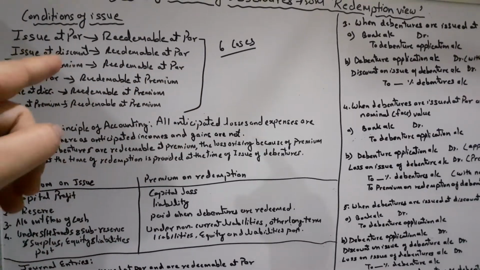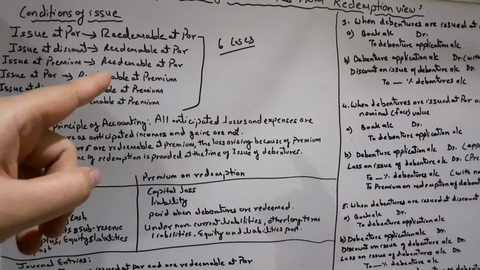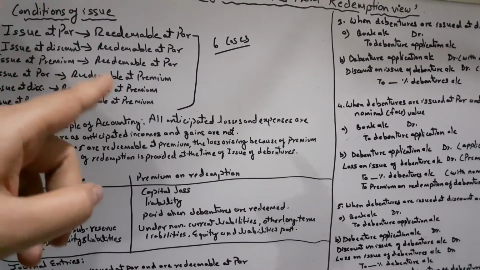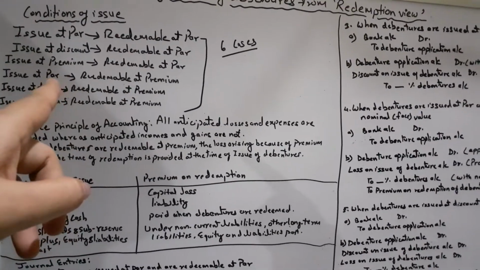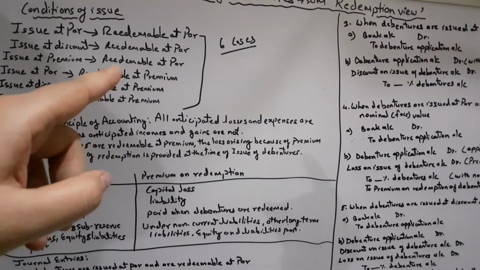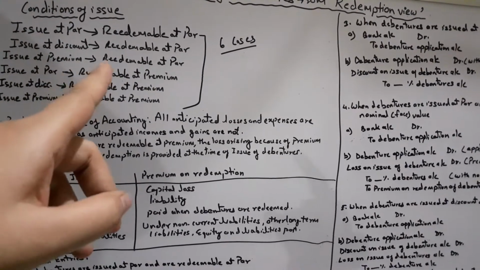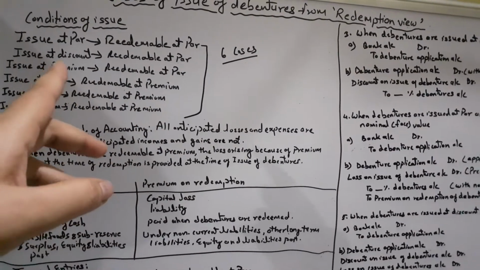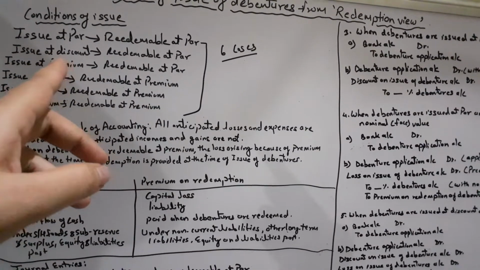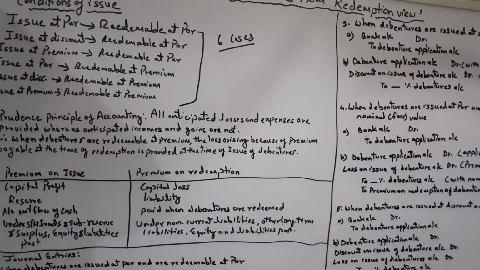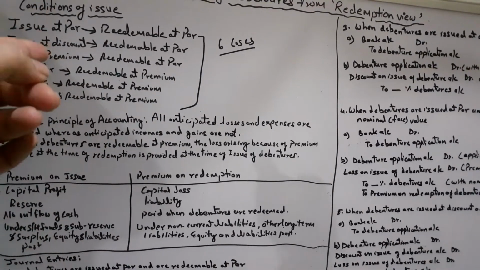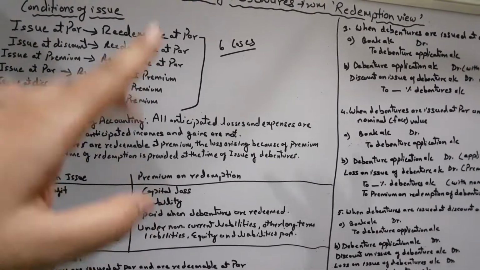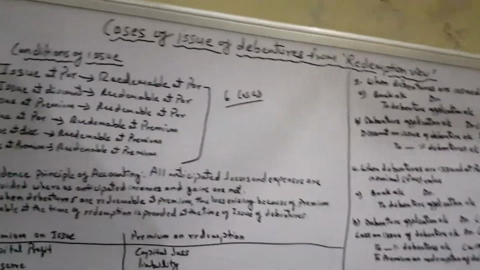Then issued at discount but redeemable at par, and issued at premium but redeemable at par. Say it has been issued at 110 but is being redeemed at 100 rupees of face value. Similarly, 95 rupees issue price, which we assume as a discount, but redeemable at face value of 100 rupees, just assuming the figures.